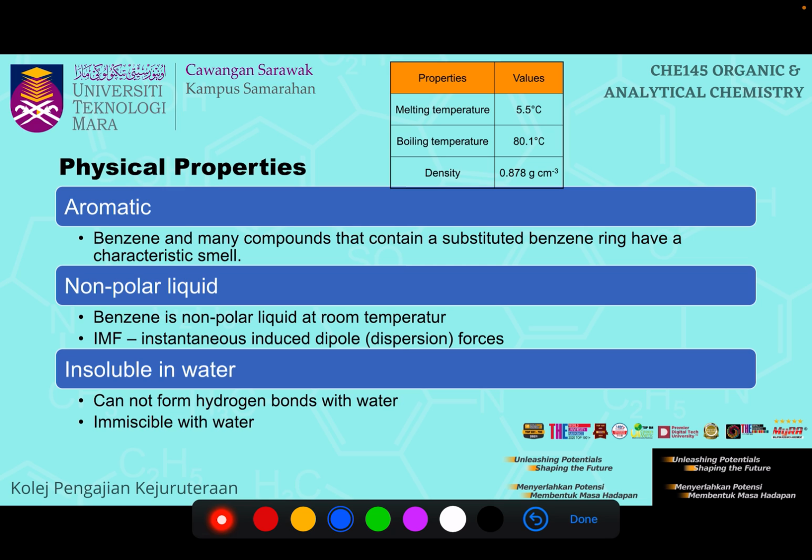Now the physical properties of aromatic compounds like benzene. Of course, the first one is aromaticity. Benzene has a characteristic smell. It is definitely a non-polar liquid at room temperature. The intermolecular forces are instantaneous induced dipole dispersion forces, and it is not soluble in water because it cannot form hydrogen bonds with water, hence it is immiscible with water.